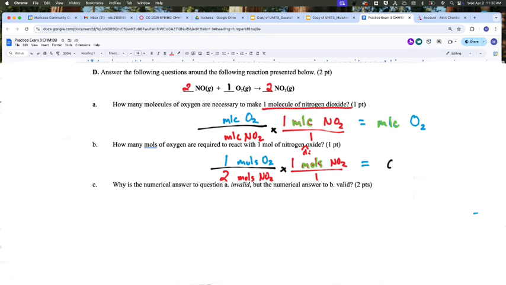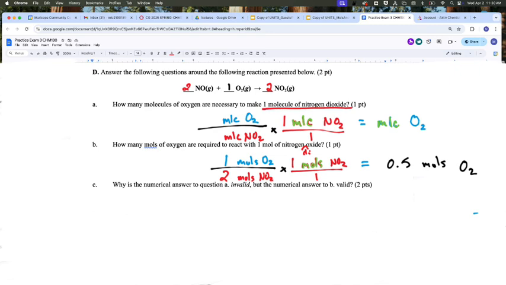0.5. We should get 0.5 moles of oxygen gas. Cool. We've now gone through and solved part B. We didn't like part A, but maybe we didn't have to worry about part A. We just lose those points and we move on. Then we go back and see question C.